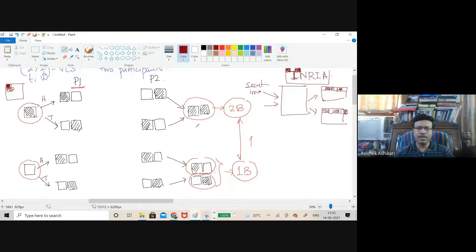And he will continue this till all the pixels of the secret image are exhausted. If all the pixels are exhausted, then your printing process on the transparent sheets is over. Now you just take the printout on this. So there will be just two files.